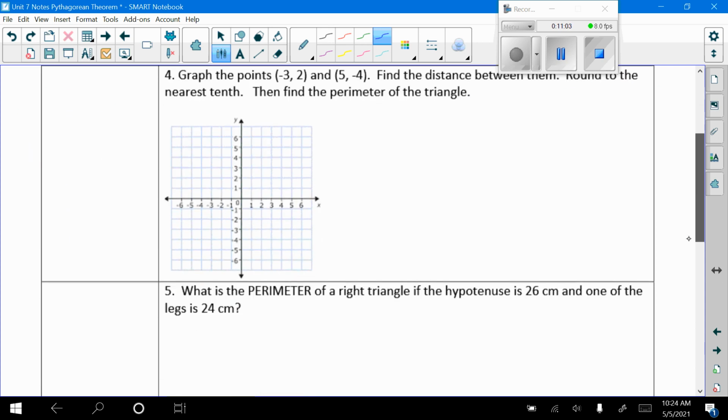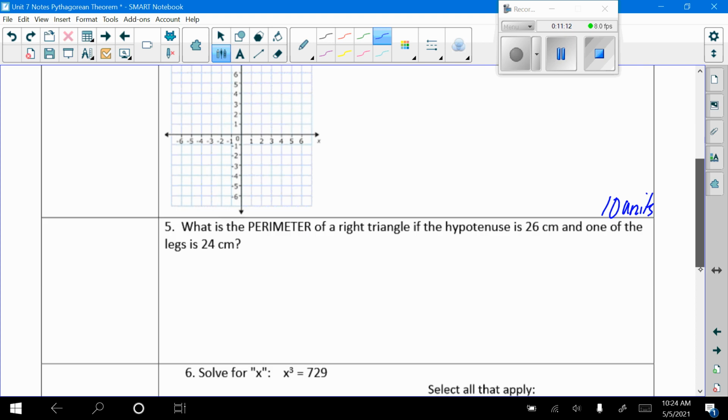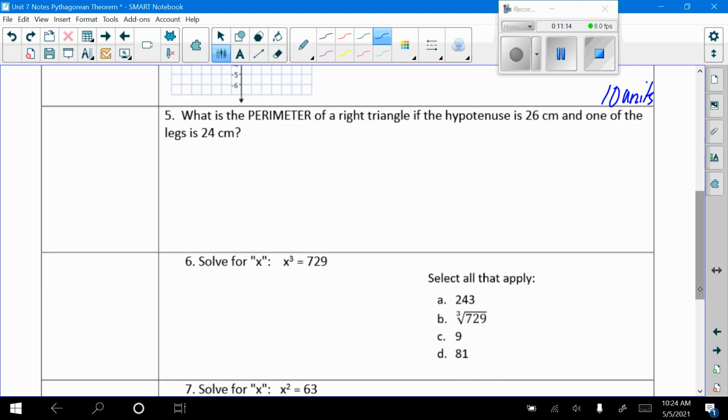These I need you to graph them out and find the distance. I will tell you it's 10 units. Make sure you show your work. Number 5, draw the picture. It ends up being 10 units as well.